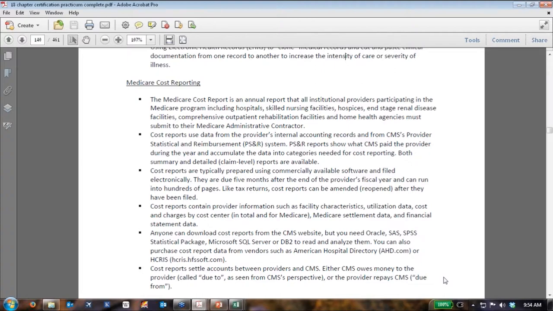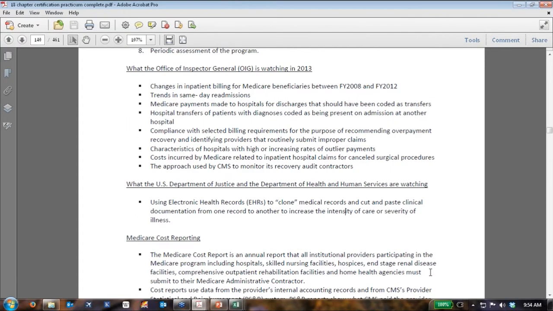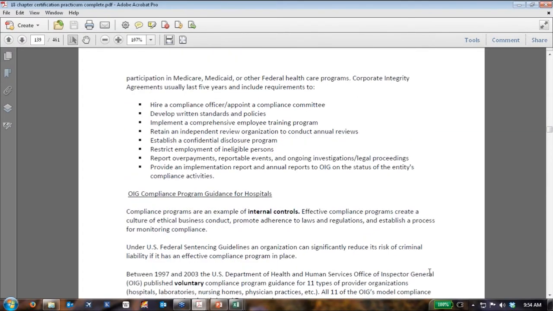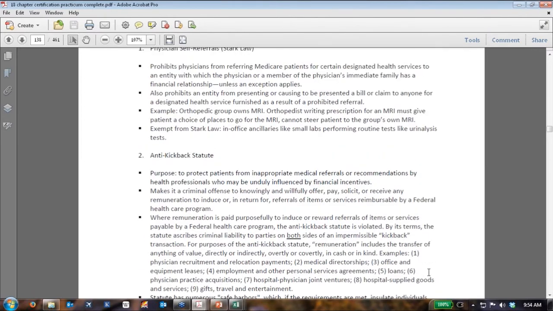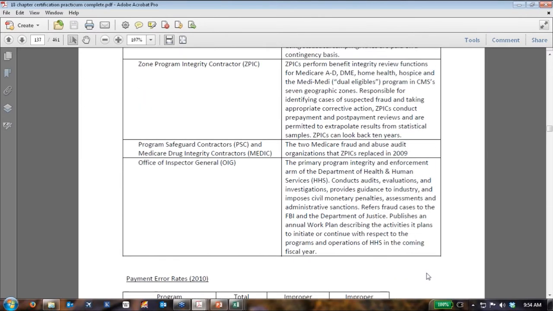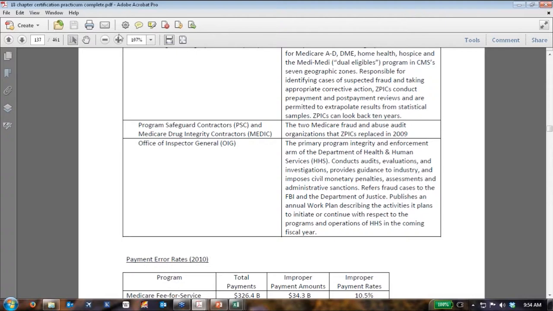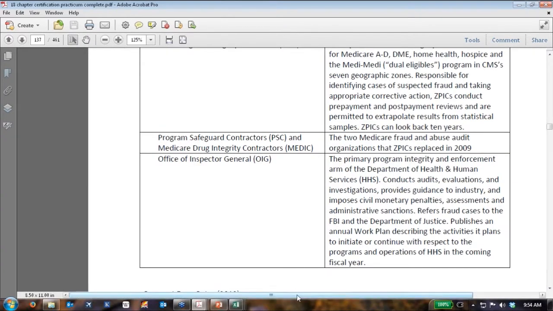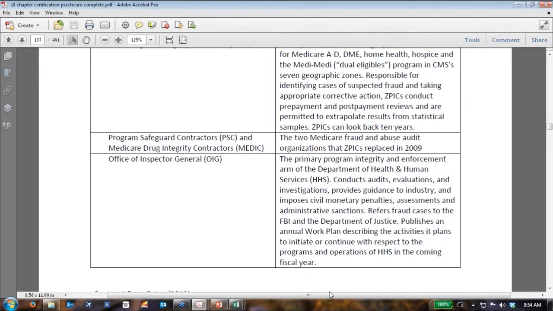Well, for one thing, we know that the OIG, I didn't talk about this, the OIG publishes a work plan. Here's the OIG. This is the very last thing on that prior list of organizations. They do publish a work plan of the things that they particularly want to look at. It could be medical necessity.